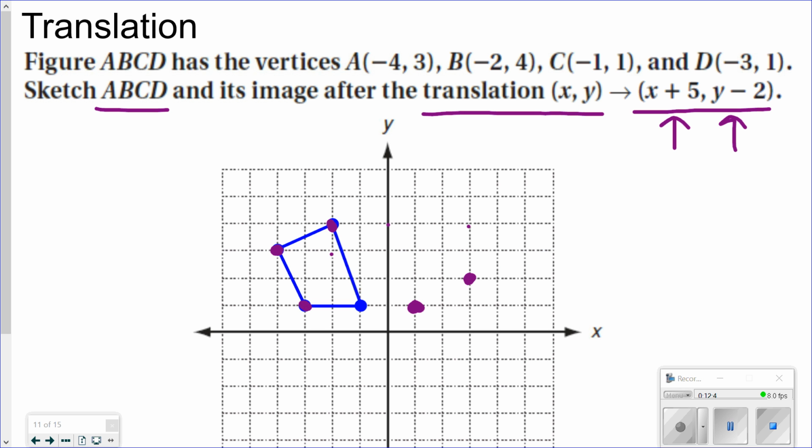Let's look at this coordinate here. I'm going to move 5 to the right and down 2, so 1, 2, 3, 4, 5, and then down 2, 1, 2. And lastly, I'm going to move this coordinate over 5 to the right and down 2, 1, 2, 3, 4, 5, 1, 2. And now I could connect this, and there was my translation.